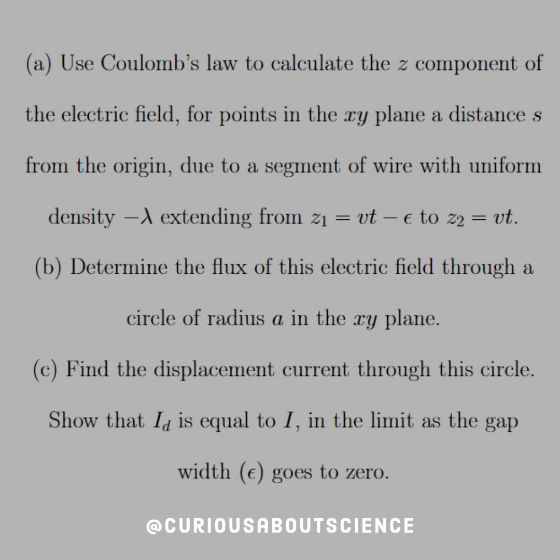A. Use Coulomb's law to determine the z component of the electric field for points in the xy plane, a distance s from the origin, due to a segment of wire with uniform density negative lambda extending from z1 equals vt minus epsilon to z2 equals vt. Again, we kind of saw this a couple questions ago with the dynamic variables, quote unquote. And then B, determine the flux of the electric field through the circle of radius a in the xy plane. C, find the displacement current through the circle, and show that I_D, the displacement current, is equal to I in the limit as the gap width epsilon goes to 0.